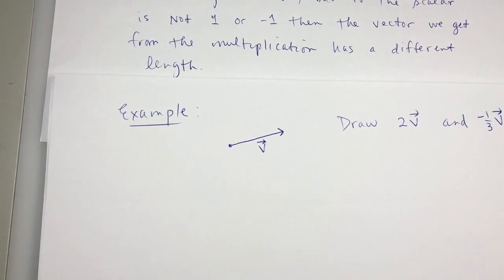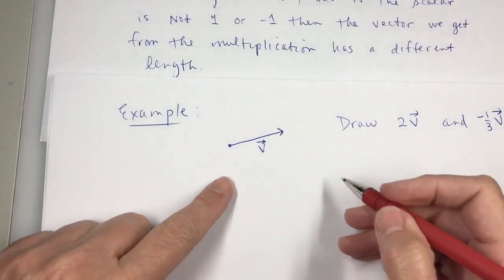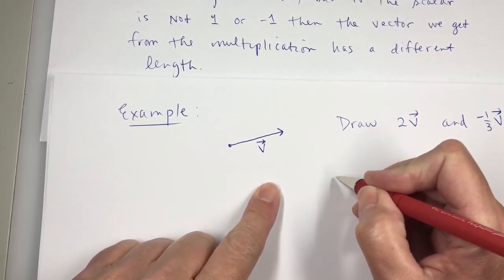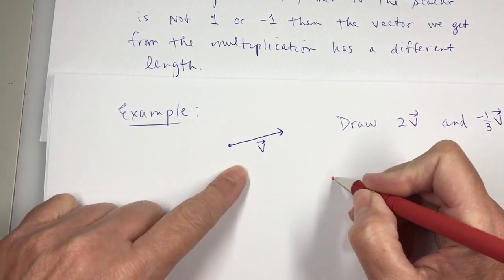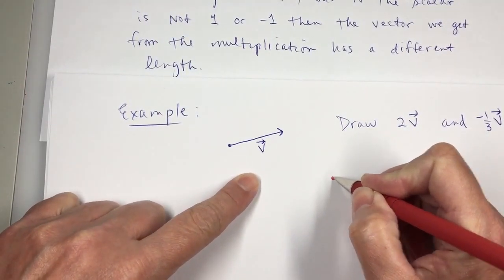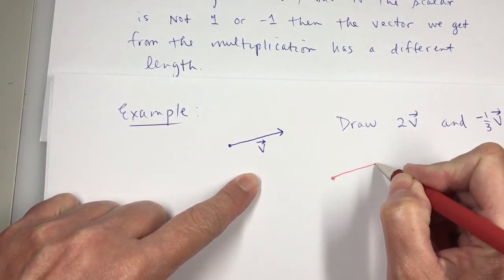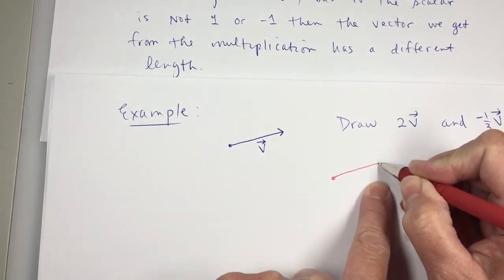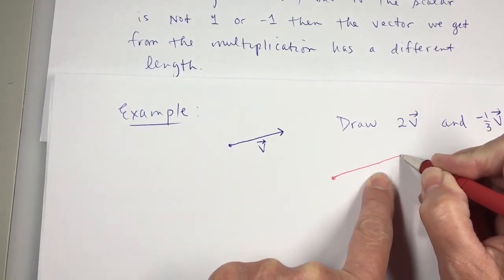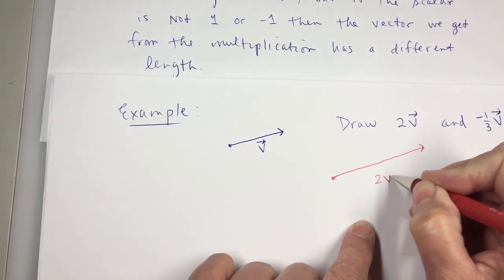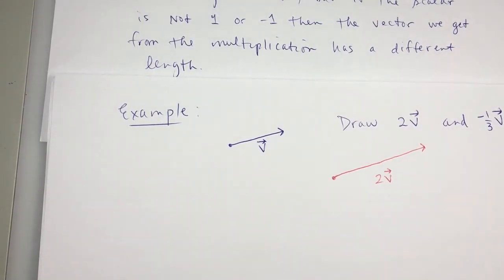So what do I do for 2 times vector V? Same direction, but it's going to be twice as long. So I'm going to do the best I can doing this freehand. Same direction. So I'm going to draw vector V and then double that length. I'll call that one 2 times vector V, and I'll put that next to it.